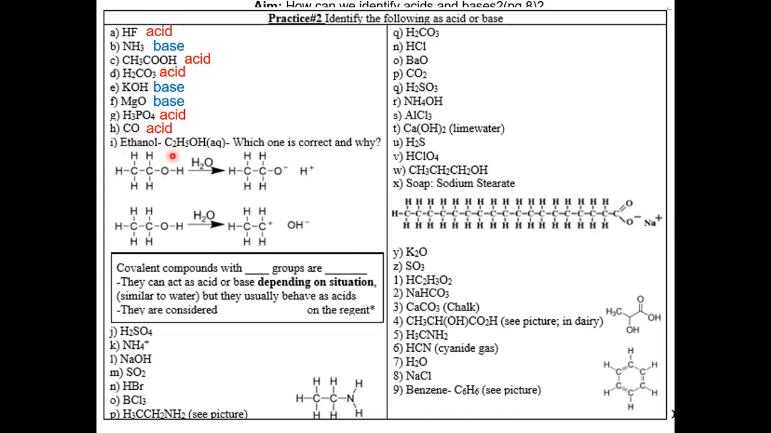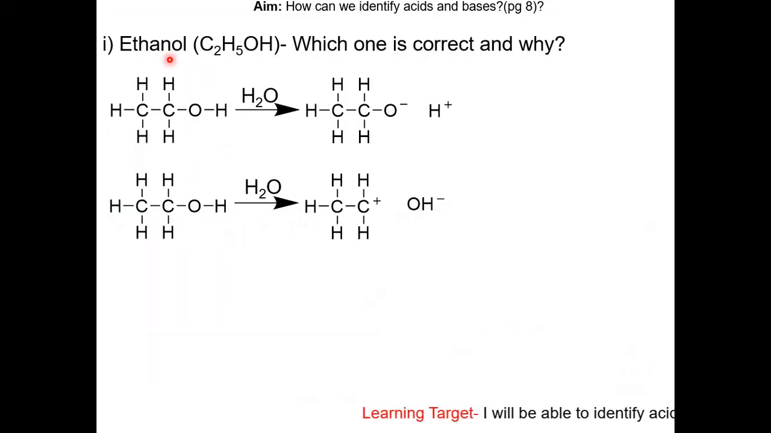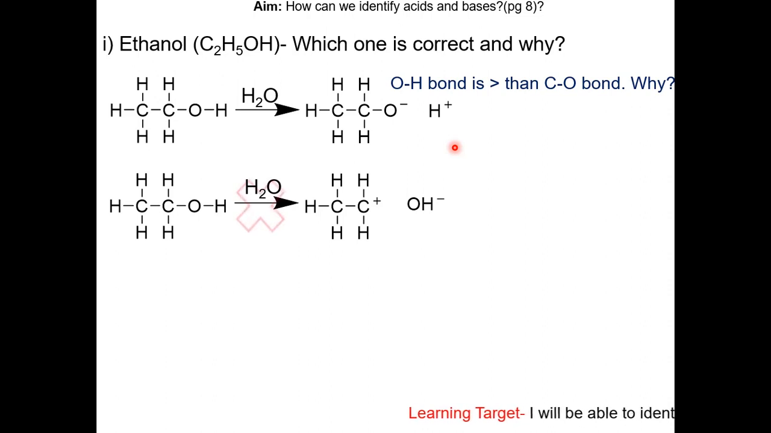For question I, is ethanol an acid or base? Let's analyze which one is correct. Ethanol is a covalent compound. When it dissolves in water, there are two possibilities. Either the O and the H bond dissociate, or the C and O bond dissociate. If the first scenario happens, then ethanol is an acid. If the second scenario happens, then ethanol is a base. It turns out the first scenario is correct, and the second scenario does not happen.